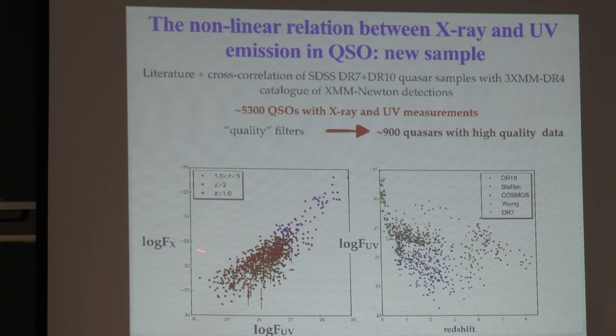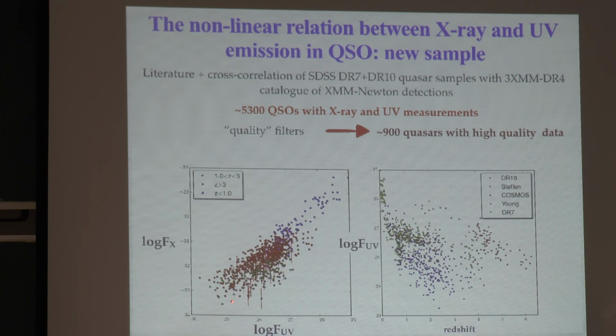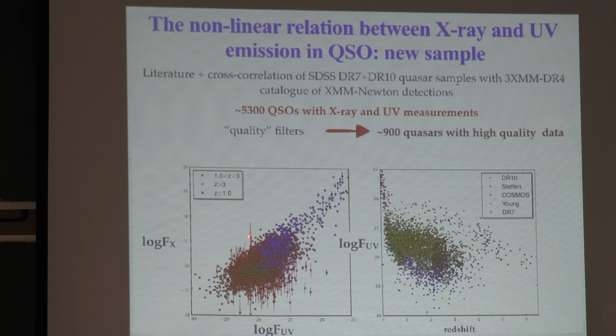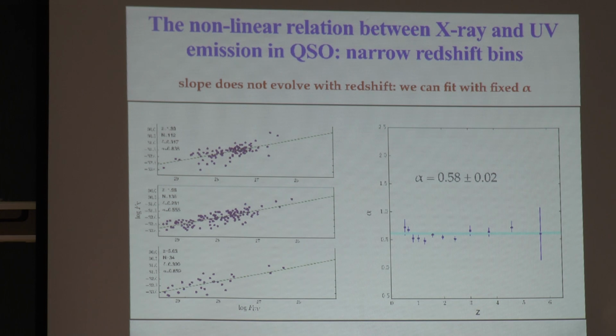And let me show you, this is the distribution of the observed flux in X-rays and UV, and this is observed UV flux and redshift. So these are the remaining 900 quasars, and you see this was the initial sample of 5,000 objects, and you see here how the spread is bigger. So basically we clean this sample of most of the wrong observations. And when we do this, we can start trying to use it for cosmology.